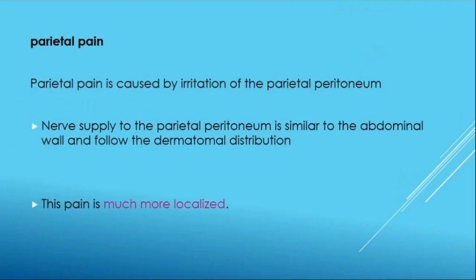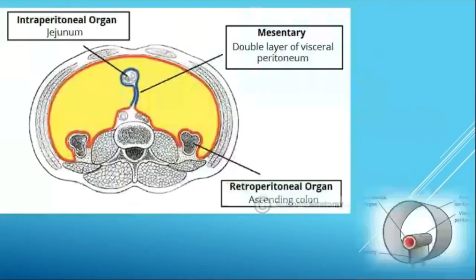Then what is parietal pain? The parietal pain is due to the irritation of the parietal peritoneum. The parietal pain is very precise, right? Very localized, not like in visceral pain. That is because the nerve supply to the parietal peritoneum is almost similar to the abdominal wall. It follows the same dermatomal distribution. That is why it's very precise.